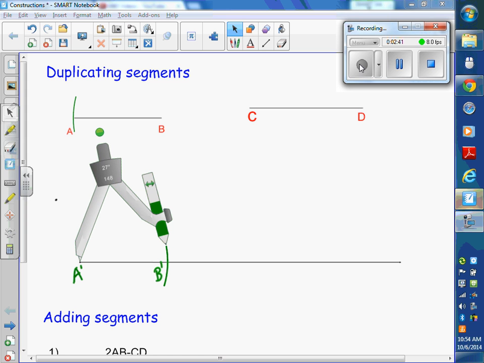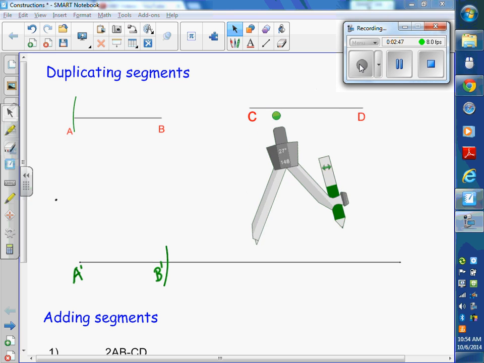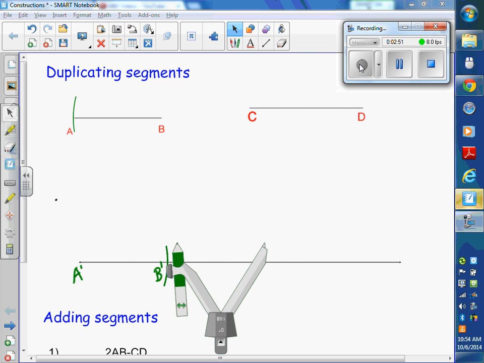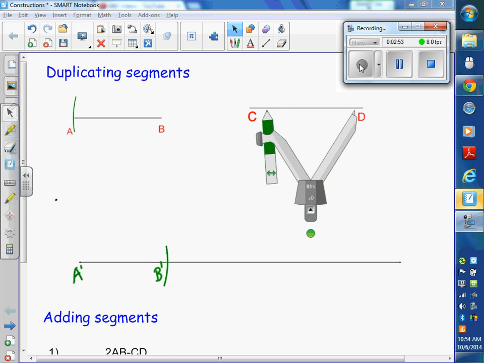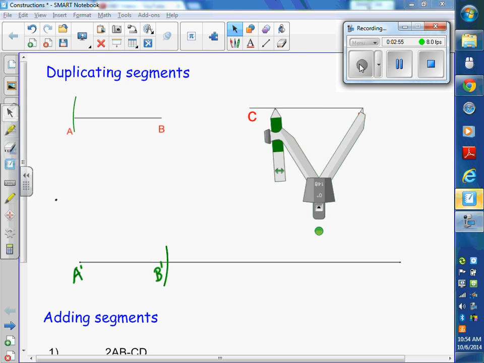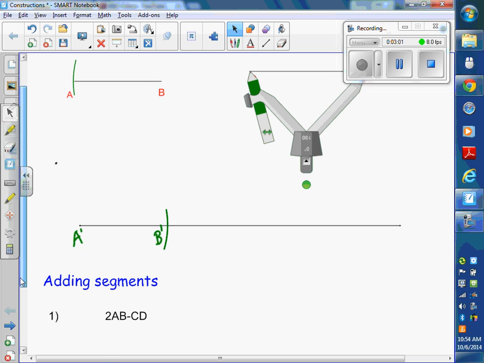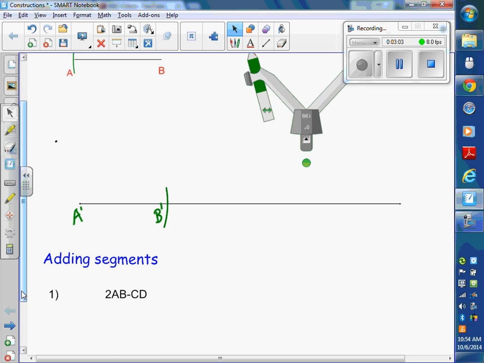If I wanted to copy AB, and then I copy CD, this is also one thing that you might be asked, to do a sum or a difference. So like adding segments. This is saying add segments, the segment AB, so double it, and then subtract CD.